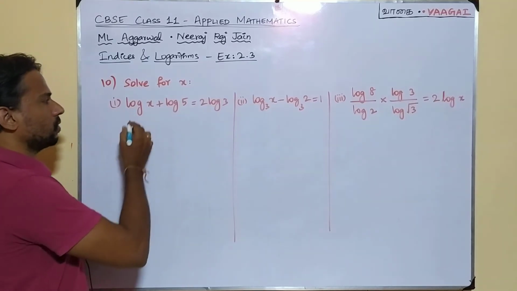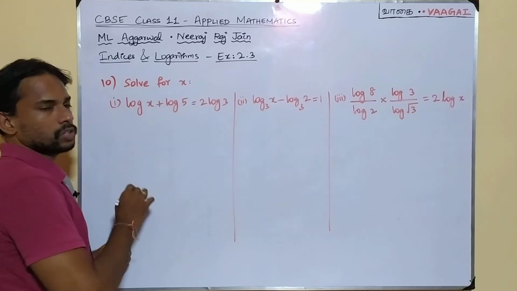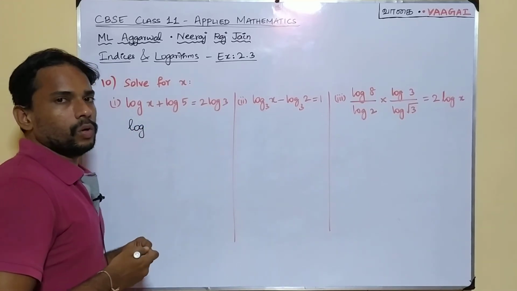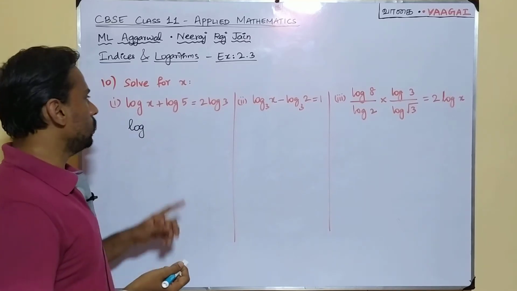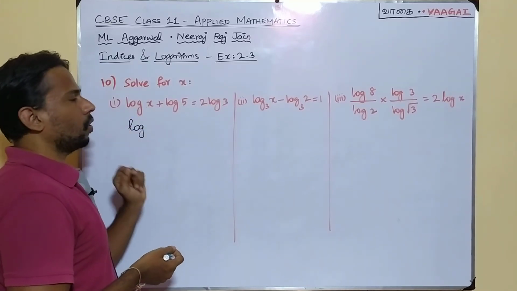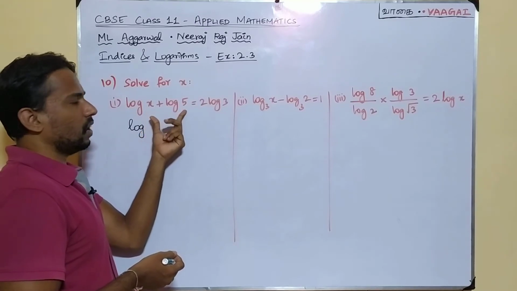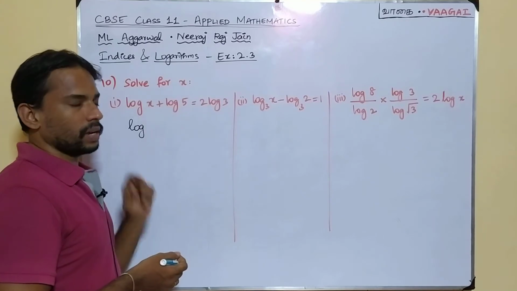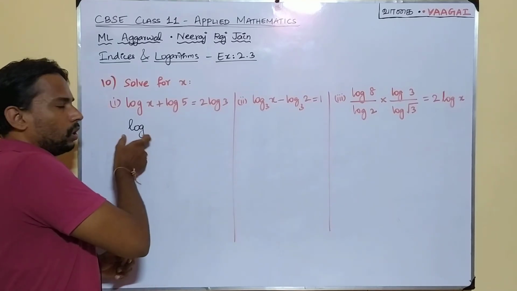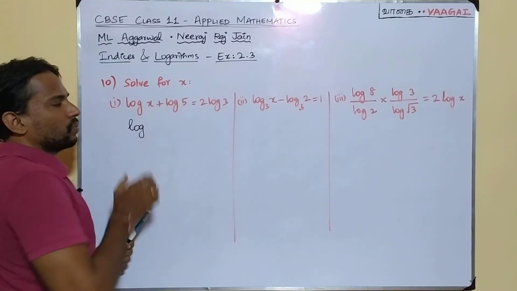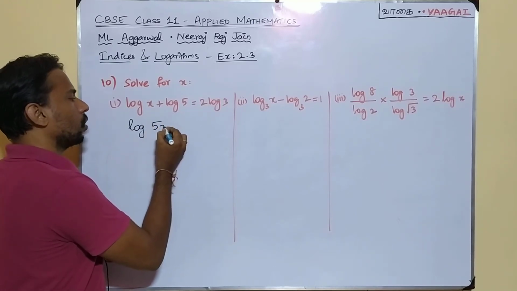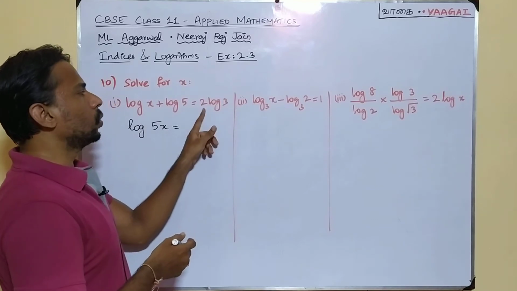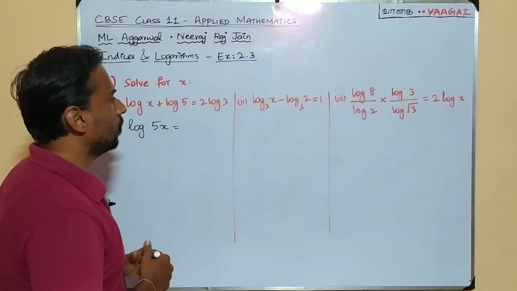Okay, the first subdivision. Log x plus log 5. Now what can we do? We can easily use the product rule, right? So once we use the product rule, log of x into 5, that's it, because we can write it as one log, and x into 5 is going to be 5x. So log of 5x is equal to, on the right hand side, we have 2 log 3. This is what we have here, correct?